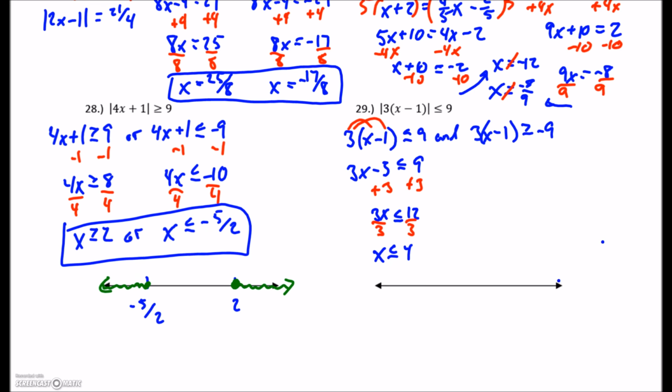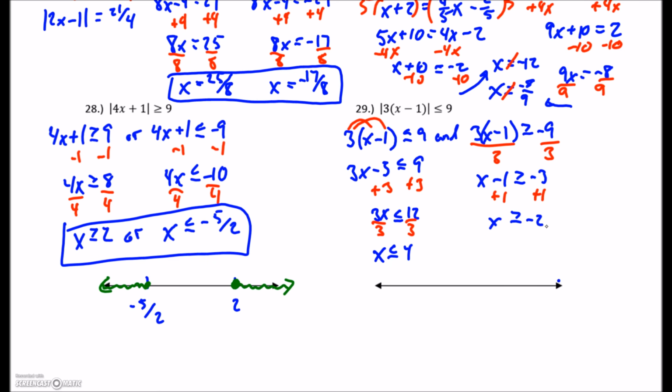And then the other way to solve this, instead of distributing, you could divide each side by the 3 that's on the outside and go this route. Either one is really fine. That gives me a negative 3, and then I'm going to add that 1 to each side. So that leaves me with x is greater than or equal to negative 2.